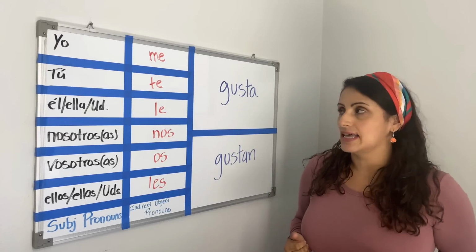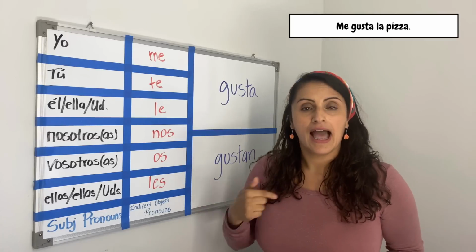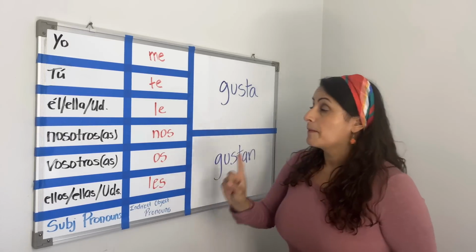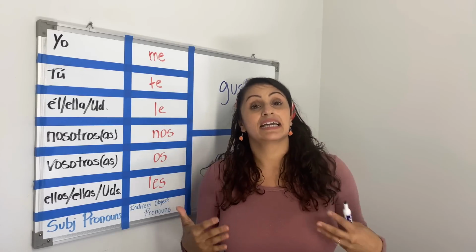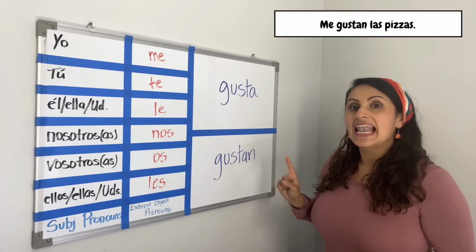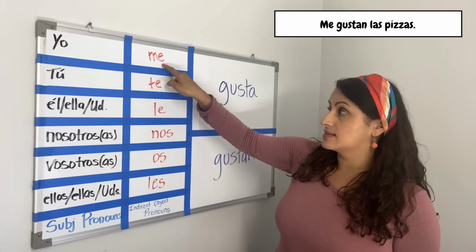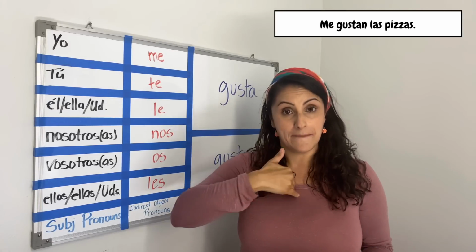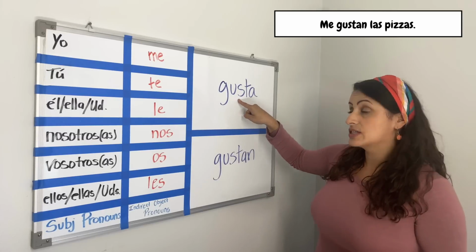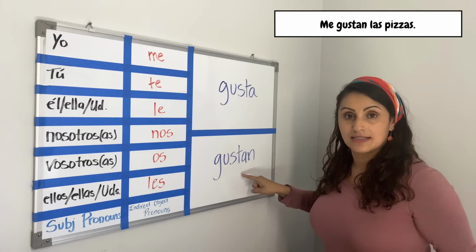So let's take an example here. Me gusta la pizza. I like the pizza. Pizza is singular. But if I want to say I like pizzas, I would say me gustan las pizzas. Do you see how that changed? I still use the indirect object pronoun me for I like, for me. And then the only thing that changed was either singular gusta for one pizza or gustan for those pizzas.